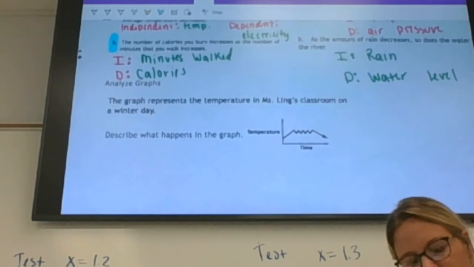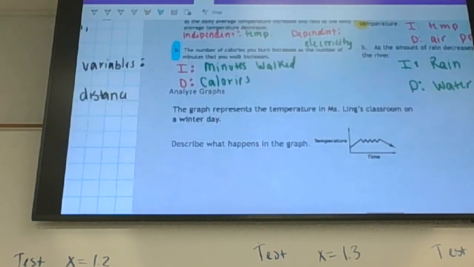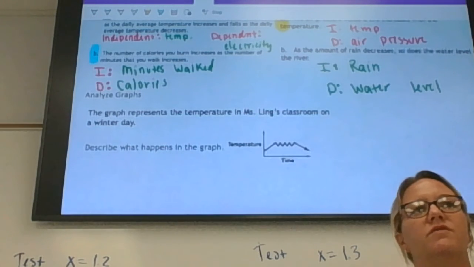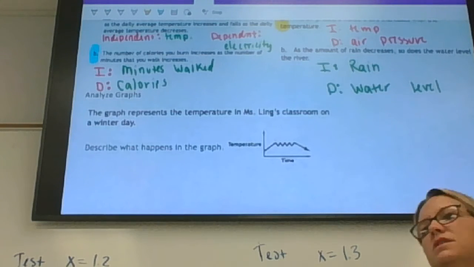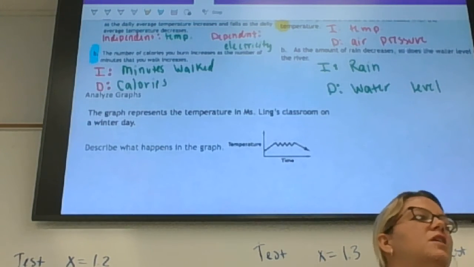All right, you guys, here's a little challenge. The graph represents the temperature in Miss Ling's classroom on a winter day. I want you to think about if it's really cold outside, let's say it's actually 40 degrees outside and we've got the heat on. What's happening here throughout the classroom? But why, though? Michael? That's true. That's what I see. Can anybody figure out why that might happen in a classroom?